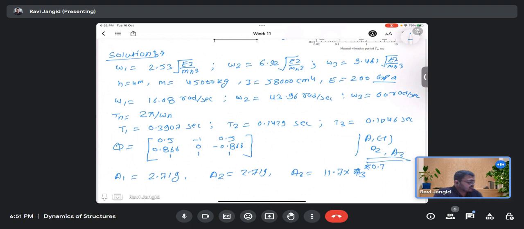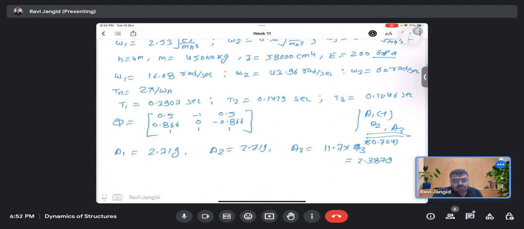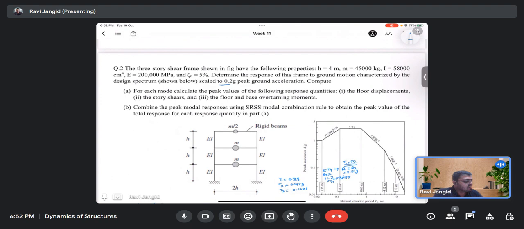So can you get me A3? That is 11.7 into 0.1046 to the power 0.704. So that is coming out to be 2.3870. Okay. You need to multiply with 9.81, and one thing is there: your response spectra is scaled to 0.2g also. So you need to scale down the response spectra.